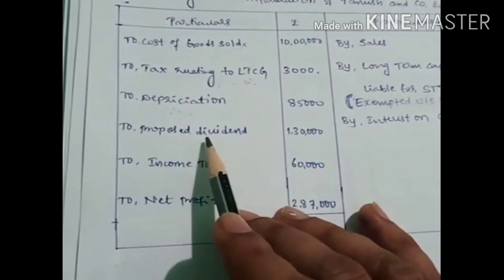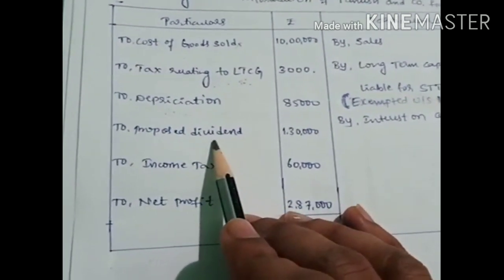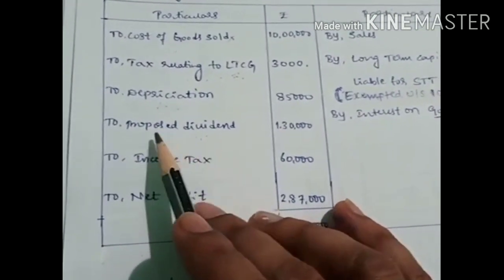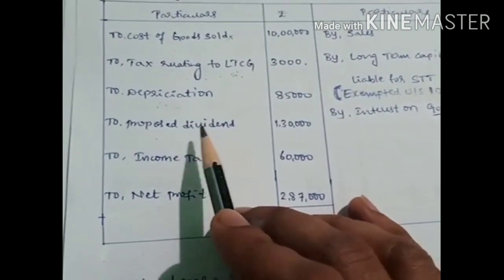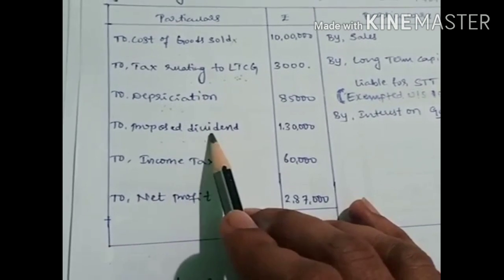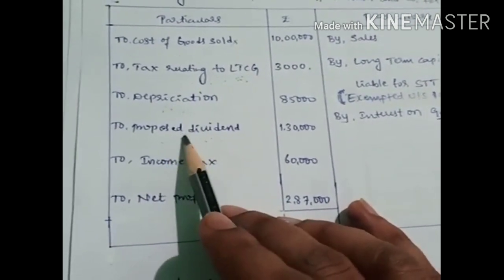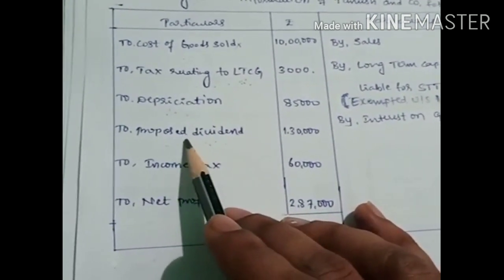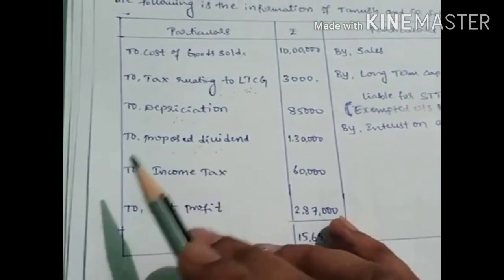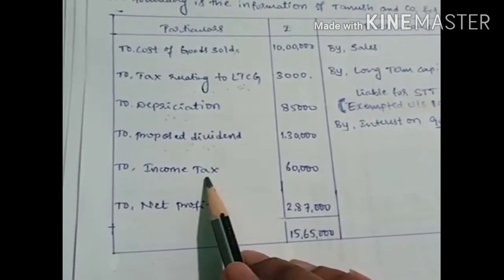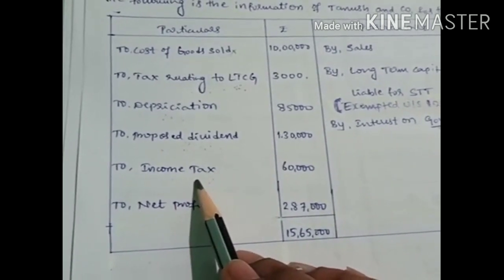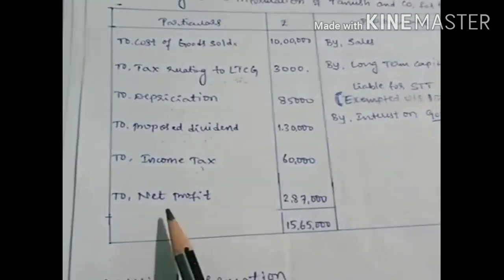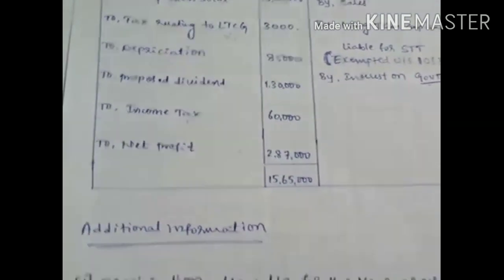Next one is proposed dividend. Proposed dividend is considered a non-business expense because it is paid out of appropriation of the profit. It is returned to the shareholders, so it is not an expense for the business. That's why it is a non-business expense, so add back. Next one is income tax. Income tax is personal, so it is considered a non-business expense, so add back. Net profit is given, so we consider that.